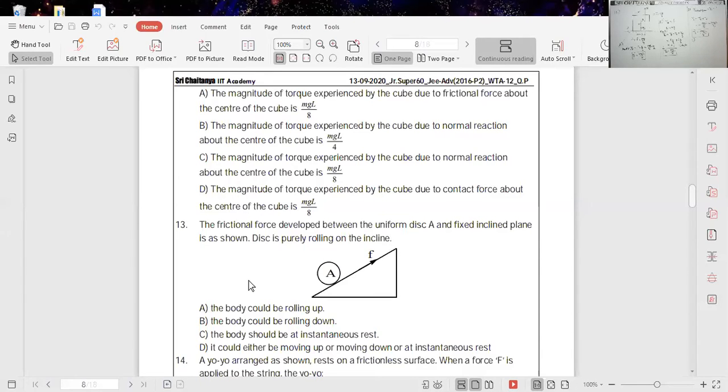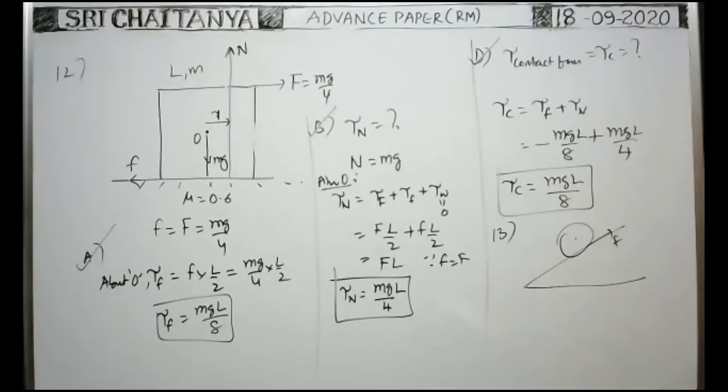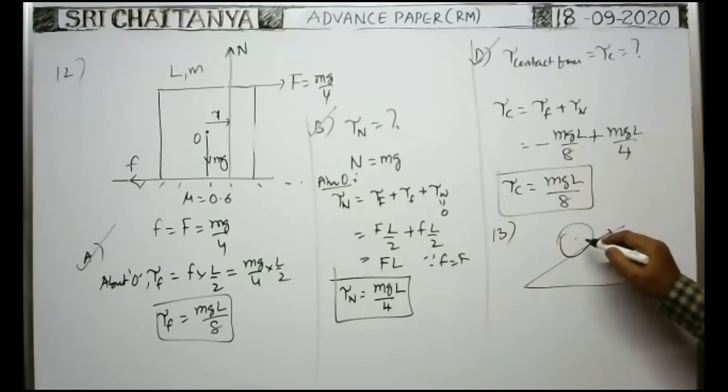The frictional force developed between the uniform disk A and the fixed inclined plane is shown in the figure. Friction acts in this direction. The disk is purely rolling on the incline. Then, we have to check one by one. Option A: the body could be rolling up. Even the body will be rolling upwards.